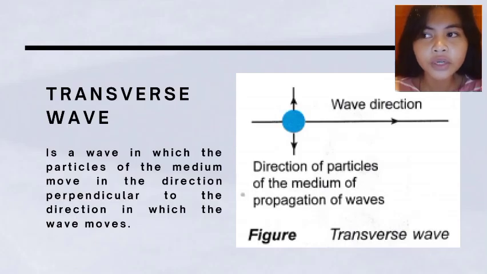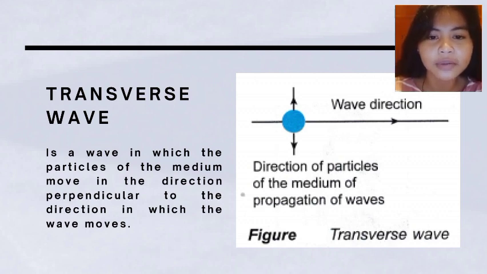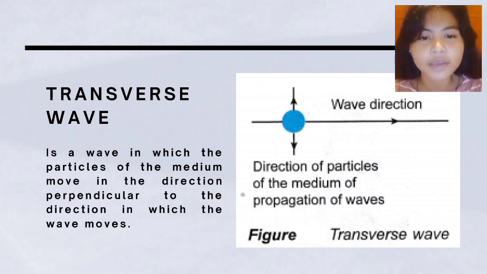So if you were able to observe what I've just said, so you are right. So that is the difference between the transverse waves and the longitudinal wave. So first, let us further elaborate on what transverse waves is. A transverse wave is a wave in which the particles of the medium move in the direction perpendicular to the direction where the wave moves.